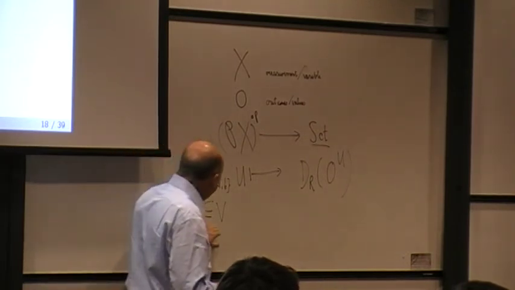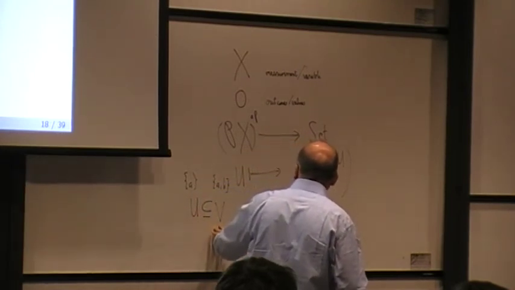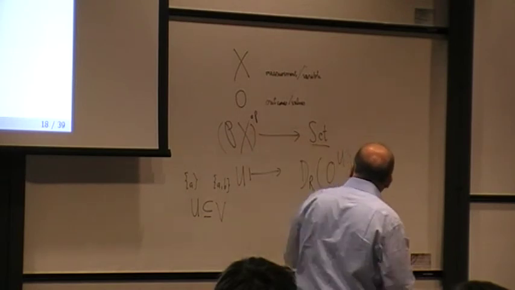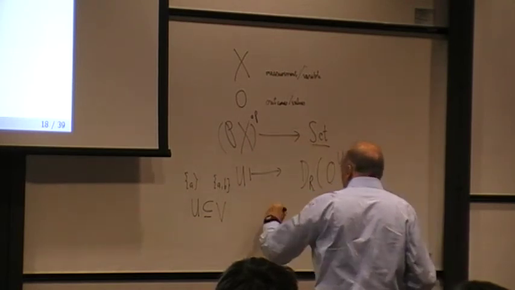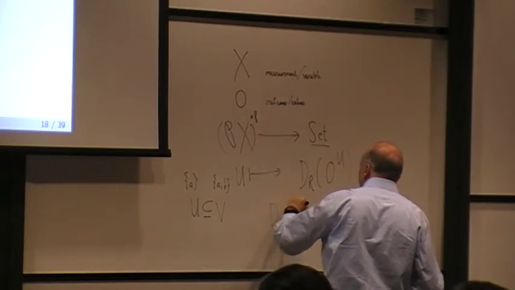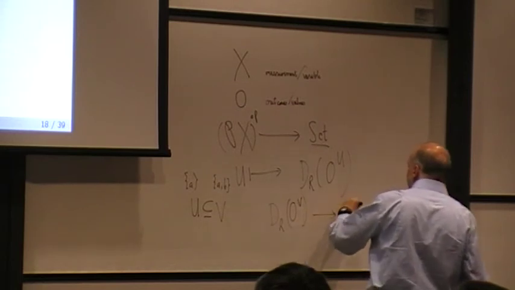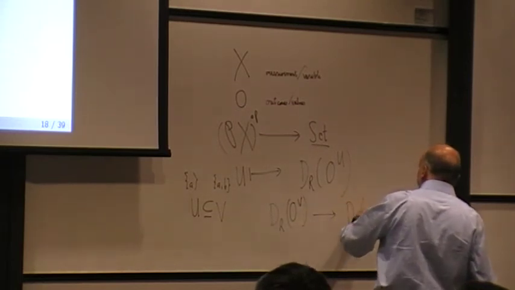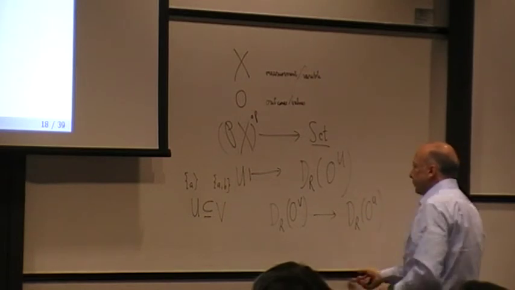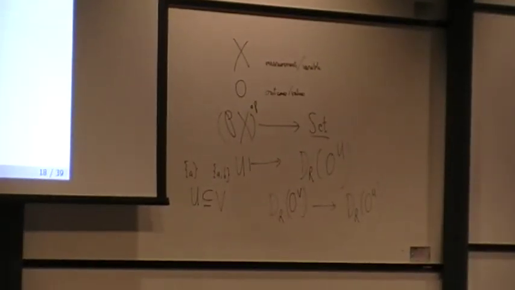So what we want to do is, given an inclusion like this, as part of claiming that this is a functor, we want to have a map that takes us from distributions on the larger set back to distributions on the smaller set. And that's what this notion of restriction is. So let's come back to that.